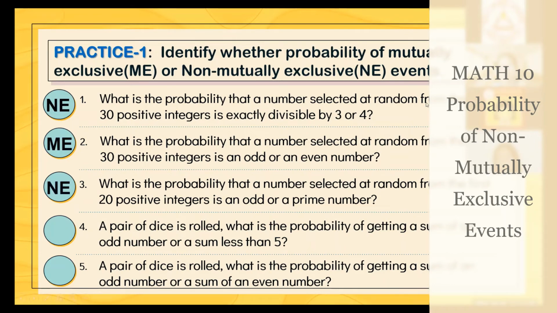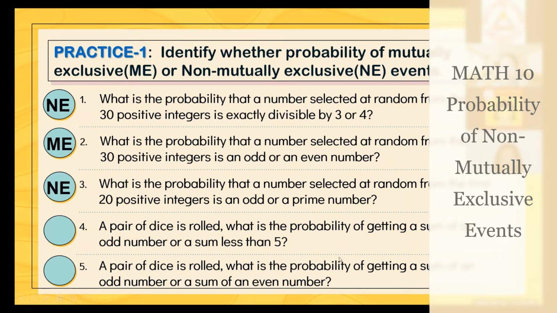First 20 positive integers, is an odd or a prime. Pwede tayo makaisip ng number from 1 to 20 which is at the same time odd and prime. Like 9. Not 9. Like 7. 5. 5 is odd and at the same time prime. Diba? 5, 7, 11, 13, 19. Okay, so those are the numbers which are prime and odd from 1 to 20.